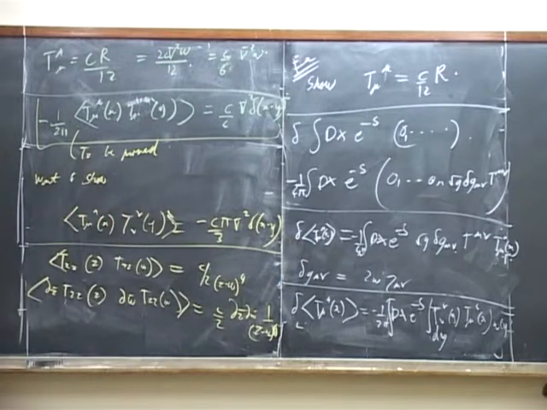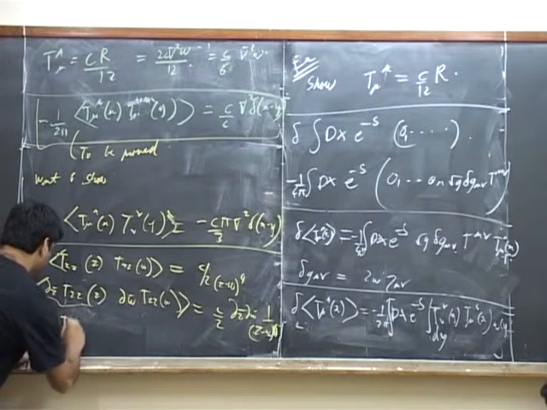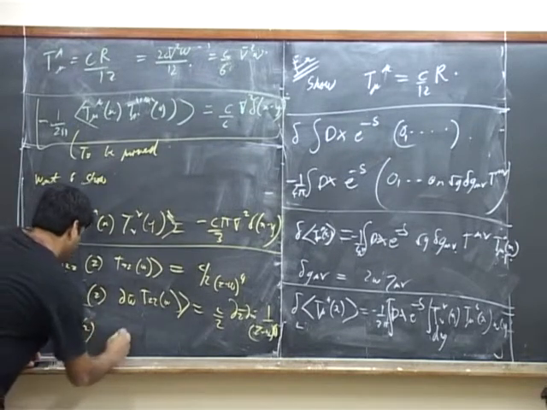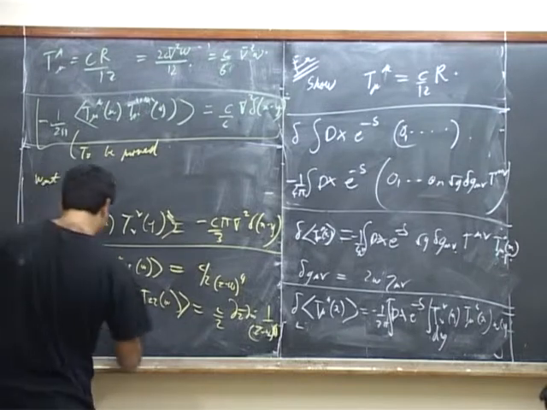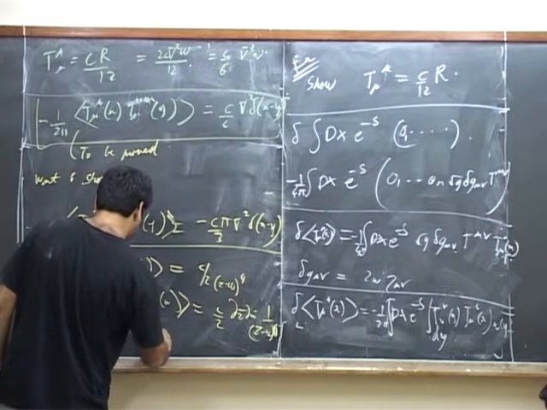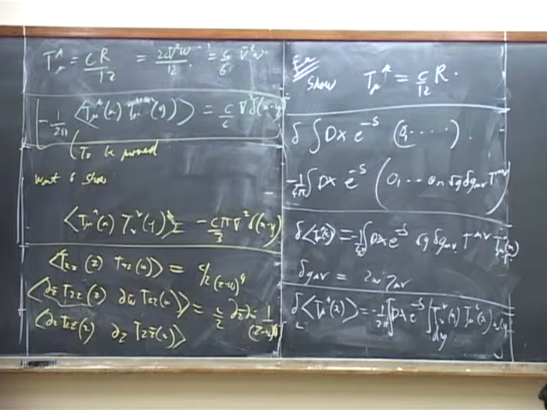Okay, now the next step is saying that from energy conservation, from diffeomorphism invariance of the original theory, this thing is the same as del z of T_z z bar of z, and this thing is the same as del z of T_z z bar of w. Del w.